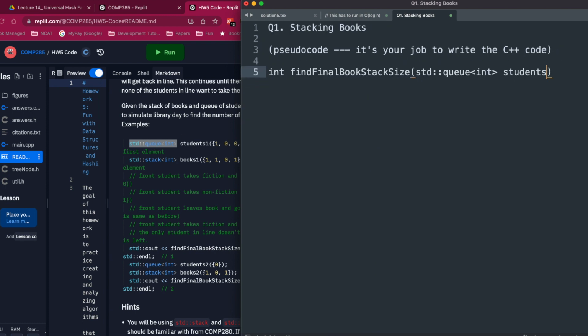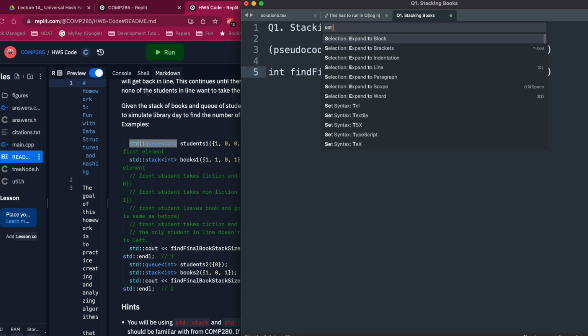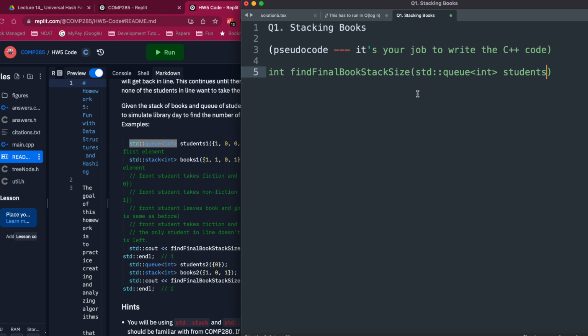Let's zoom out a little bit. Let's try to set the syntax to C++. So let's do this.